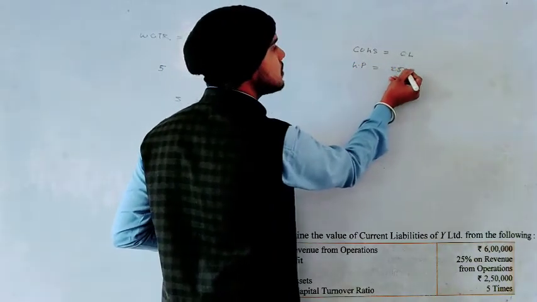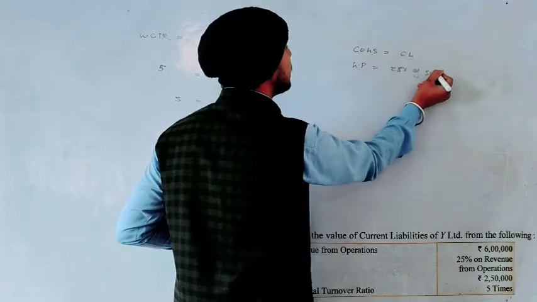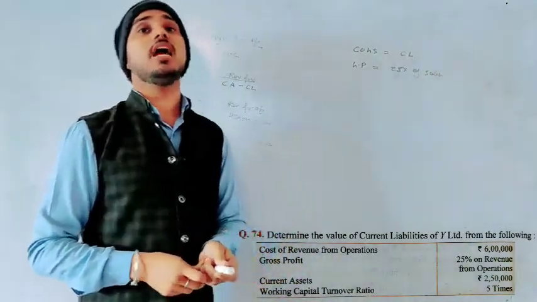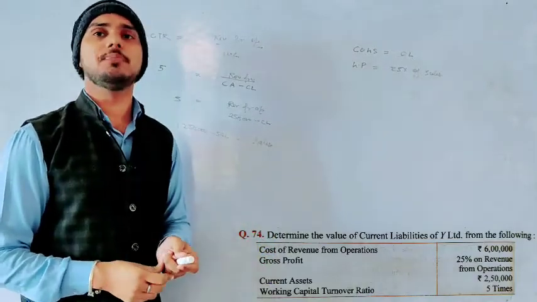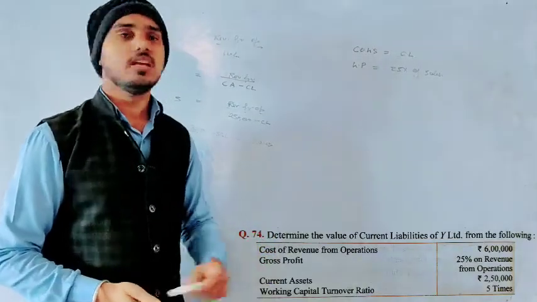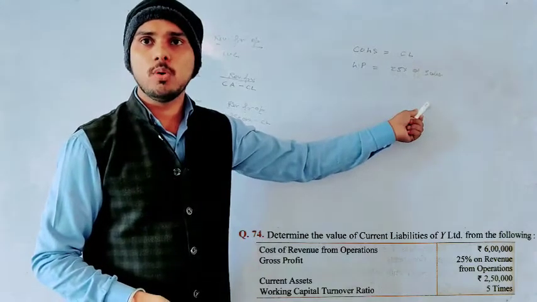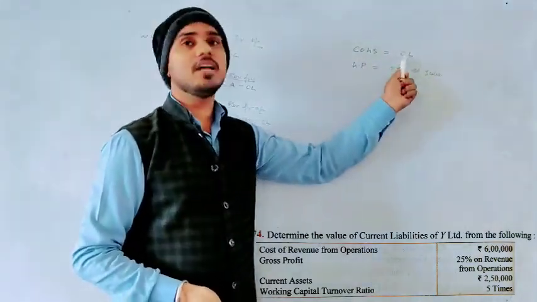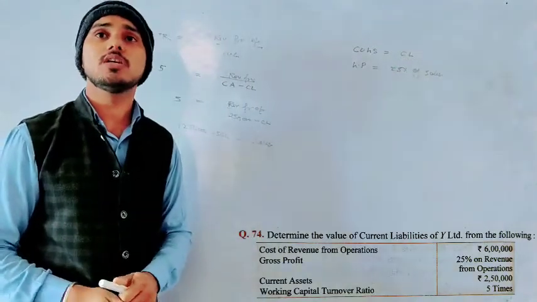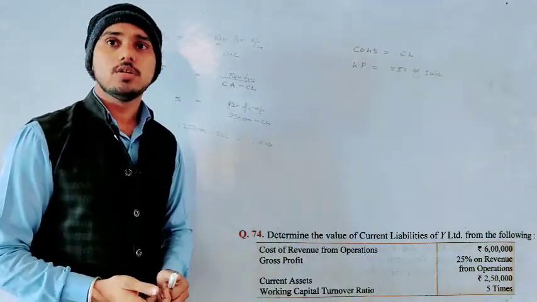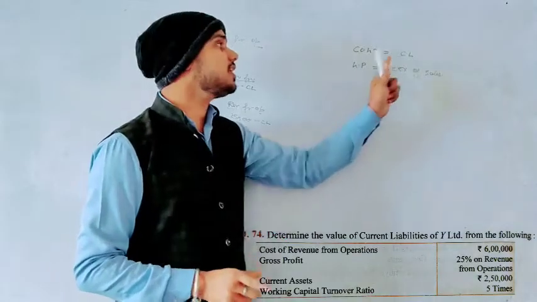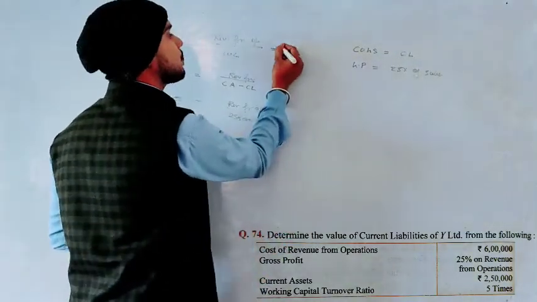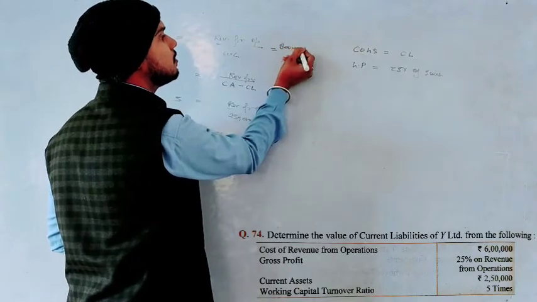25% of sales. So one thing we can do is, if that is 25% of sale, that will be 33.33% of cost. 25% means 1 by 4, so for cost it will be 1 by 3. And if you calculate 1 by 3 of 6 lakh, that will be 2 lakh. So if 2 lakh is gross profit and 6 lakh is cost of goods sold, our sale will be 8 lakh rupees, right?